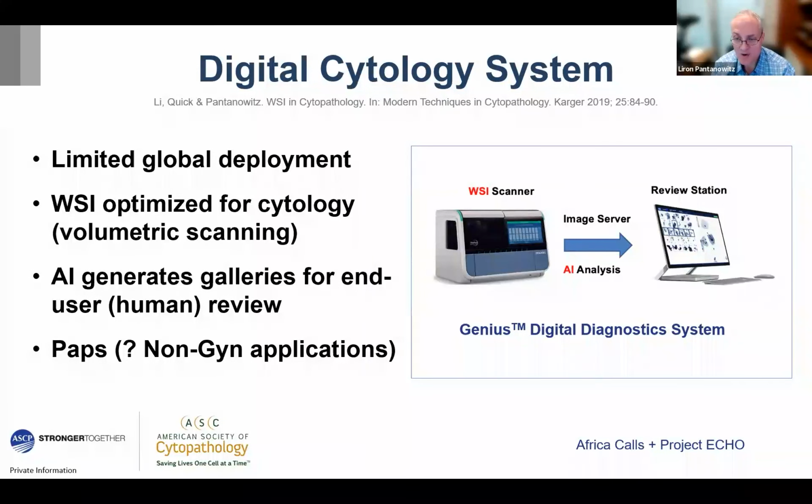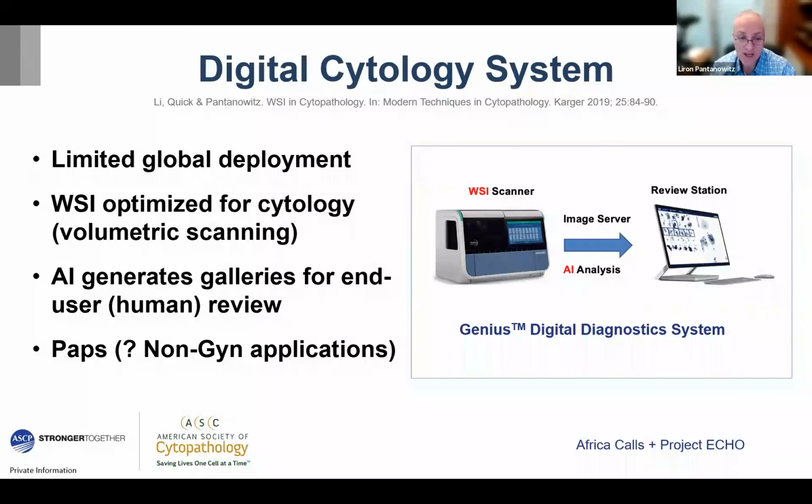Basically, when you scan your ThinPrep slide, that image goes onto a server, which allows artificial intelligence algorithms to analyze it, and then the output is given to the end user on what's called a review station, a computer monitor. The whole slide imaging process is optimized for cytology, and that is because they use volumetric scanning, which is new and novel, and I'll explain that to you. And they then run artificial intelligence algorithms on that.